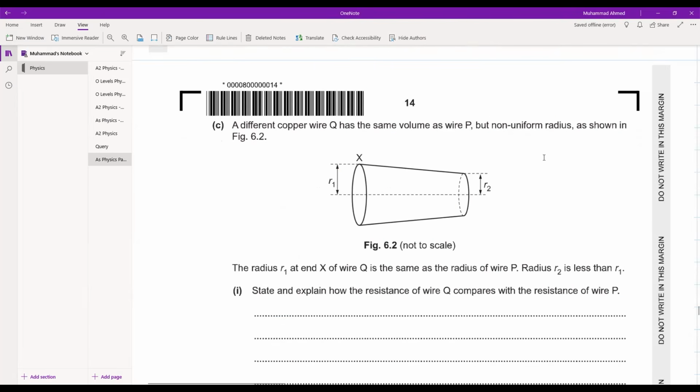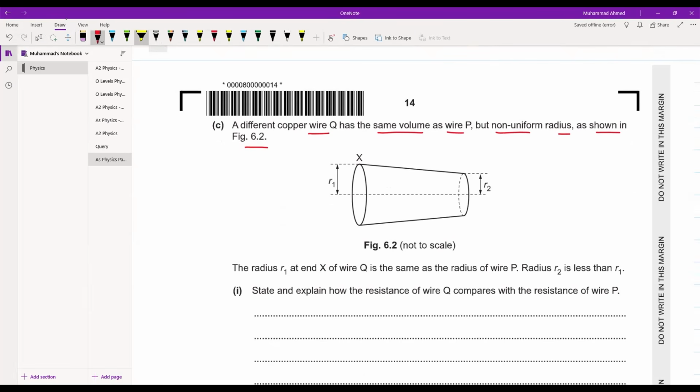Simple. A different copper wire Q has the same volume as wire P but non-uniform radius as shown in figure 6.2. अच्छा जी, non-uniform radius है but volume क्या है? Same है. Okay, no problem. The radius R1 at the end X of wire Q is the same as the radius of wire P. Okay, यहाँ पे जो R1 है, this is the same as the radius of wire P. Okay, the radius R2 is smaller than R1. State and explain how the resistance of wire Q compares with the resistance of wire P.